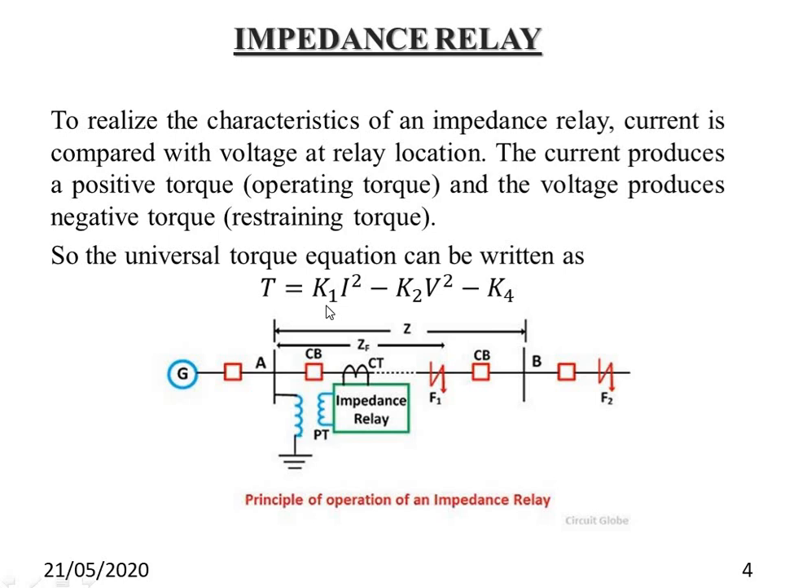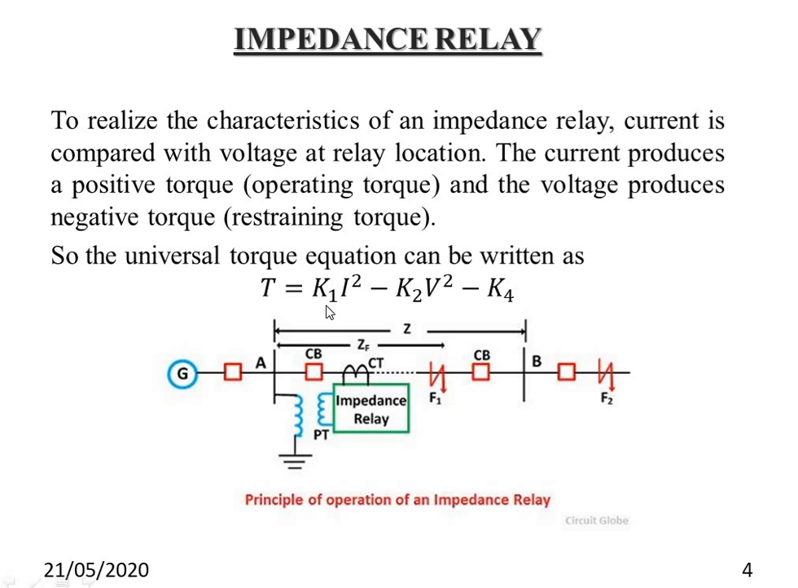Now when will the relay operate? If the operating torque and restraining torque are the same, then that is the set point. If the operating torque is less than the restraining torque, the relay is restrained from operating, that means the relay will not operate. If the operating torque is higher than the restraining torque, then the relay will start to operate.